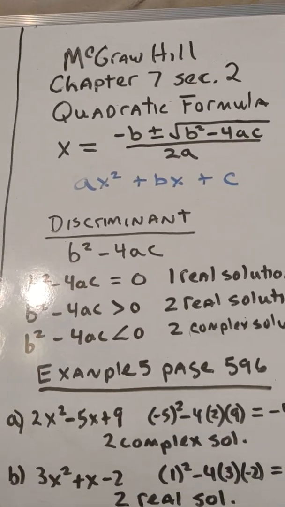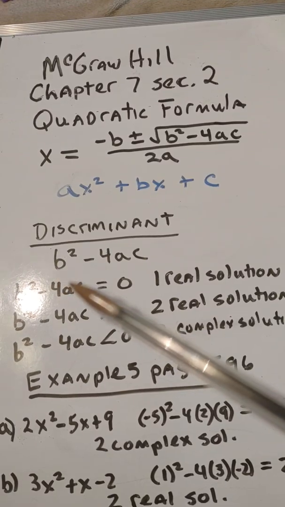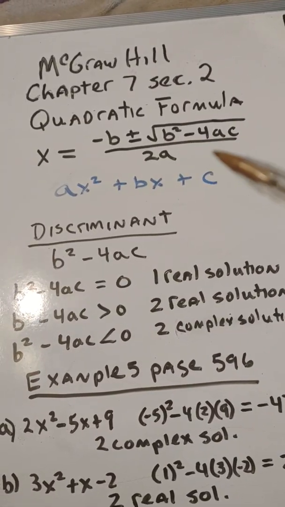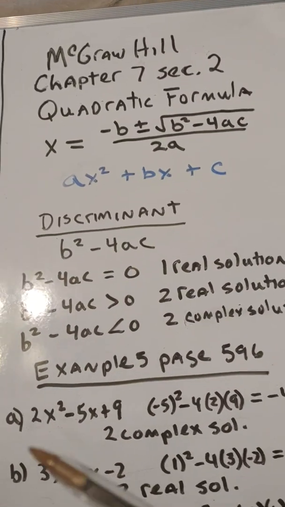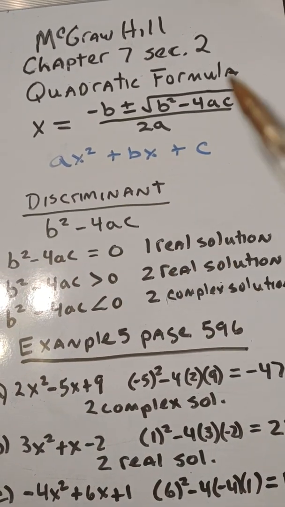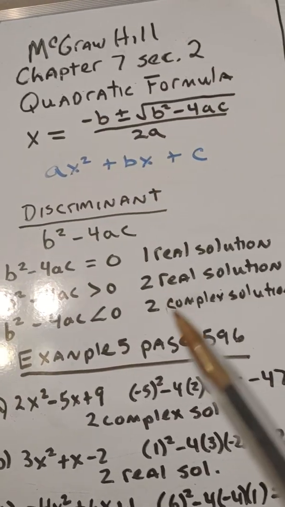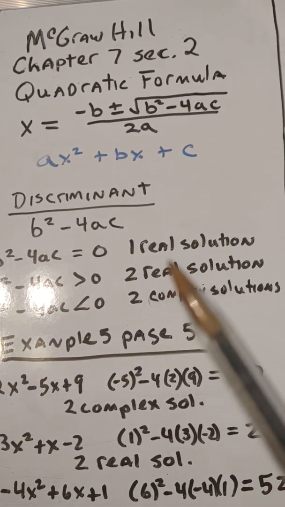Also realize we're going to do problems where we define the discriminant. The discriminant is b squared minus 4ac, which is located underneath the square root sign. What happens is if b squared minus 4ac equals 0, then that eliminates this part of the equation, so all we have is negative b over 2a, which means we have one real solution.